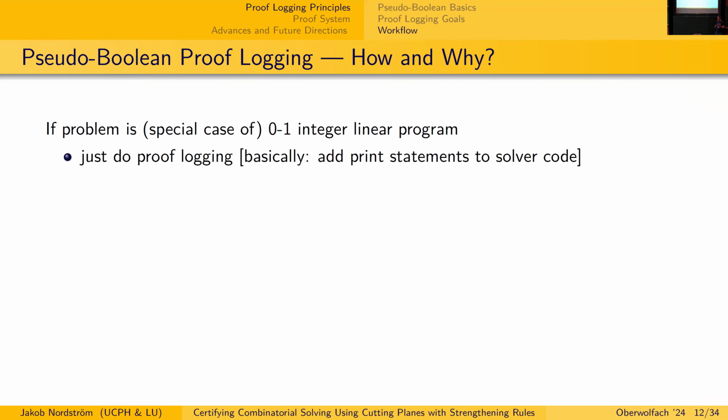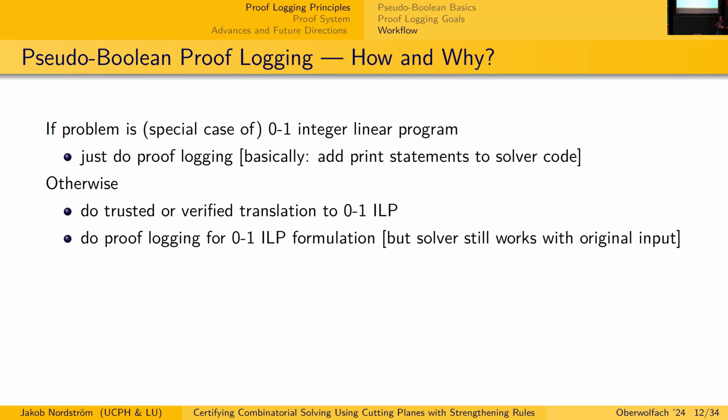Okay, so how do we do the proof logging then? Well, if you're solving SAT or 0-1 integer linear programming, then you're all set. The language is the right one, so you just add print statements to the code. Otherwise, we somehow have to find a 0-1 integer linear programming representation of the problem you're interested in, and then we do the proof generation in this formalism.